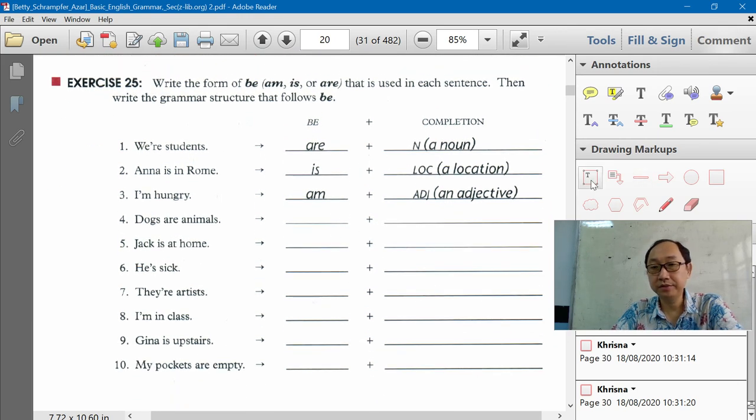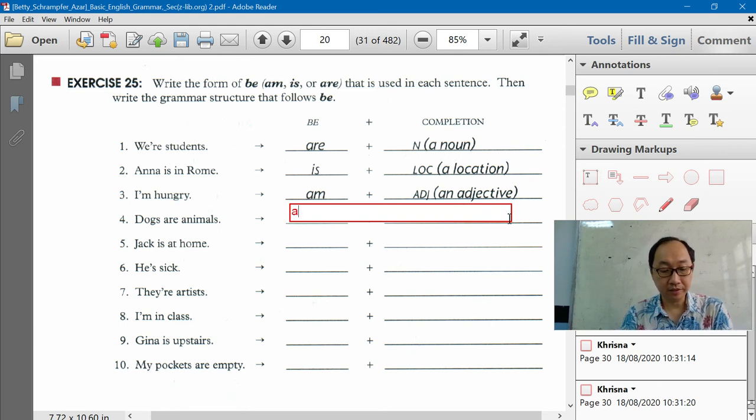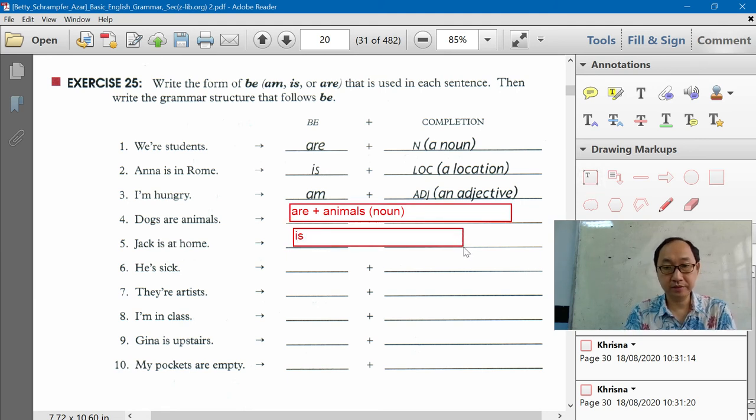Okay, so let's answer this one. Dogs are animals. Dogs are plus animals. Animals are nouns. Jack is at home. Jack is plus at home. Okay, preposition. This is a preposition of place, place or location.